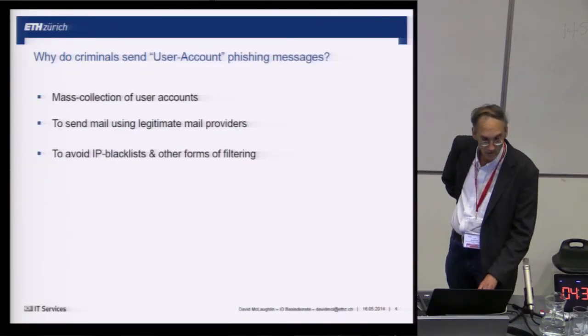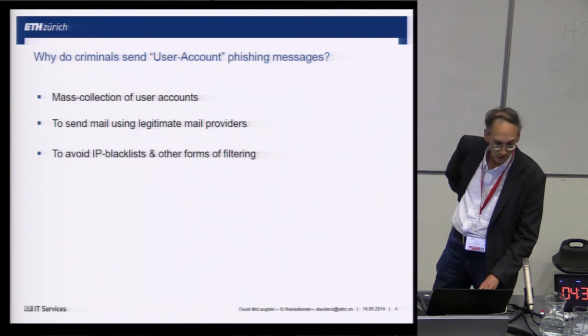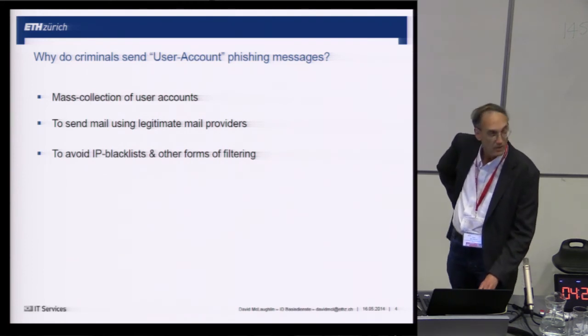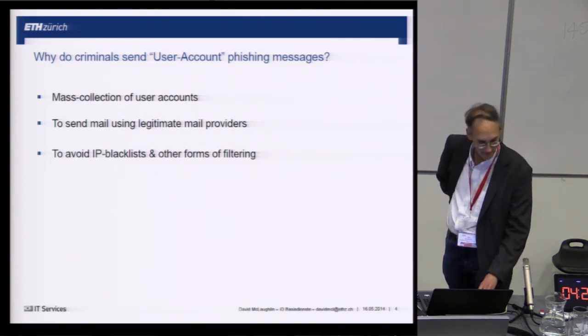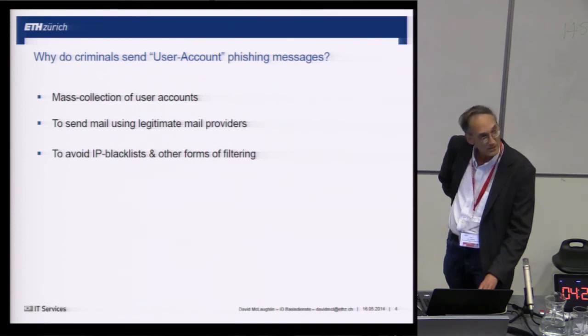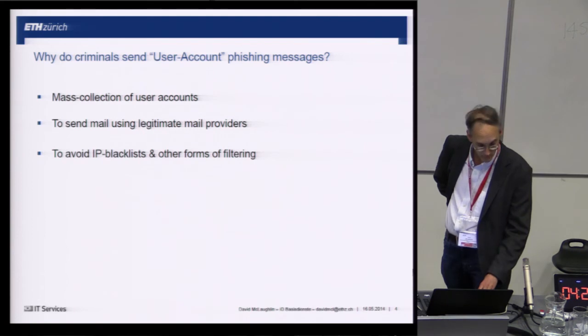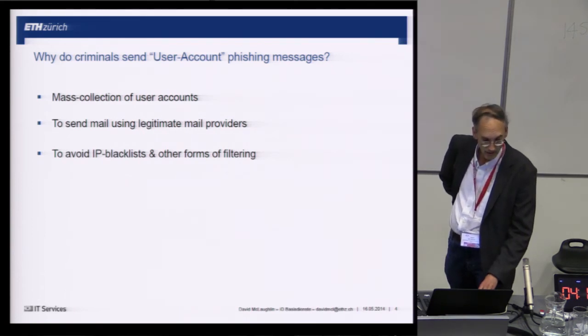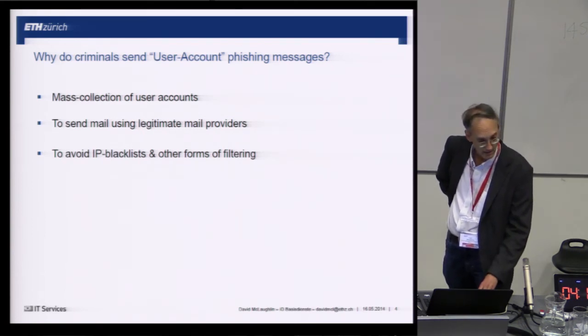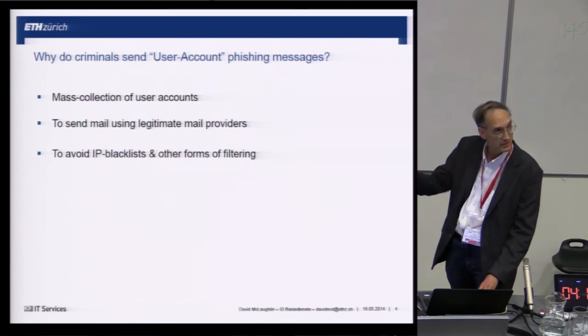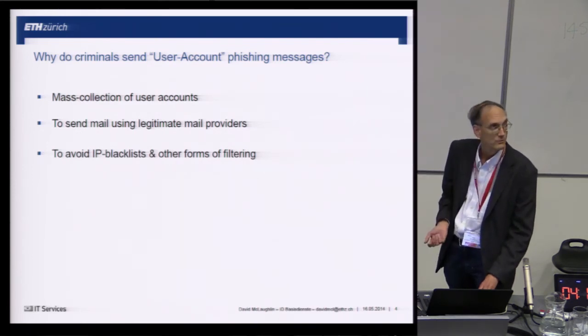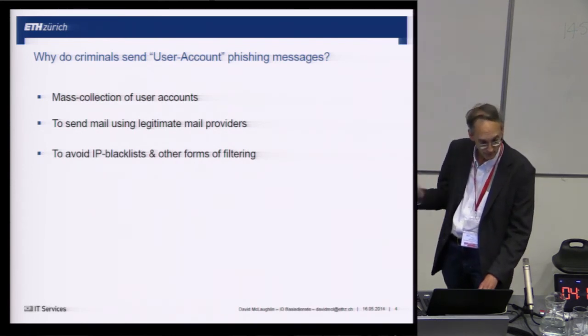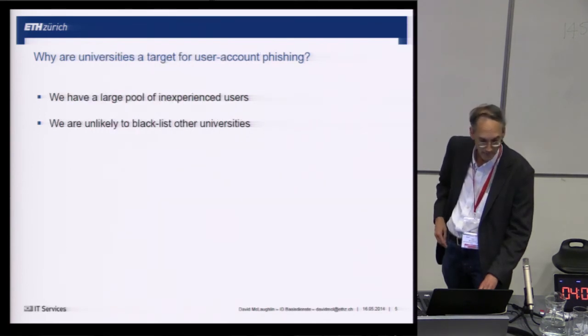So user account phishing attacks on universities, they're collecting user accounts, obviously. They're collecting them on a massive scale, 18 million stolen accounts found on a German machine recently. They want to use our infrastructure to send their mail. They do this to avoid IP blacklisting. They do this to avoid other forms of filtering.